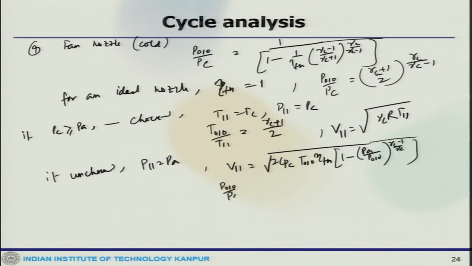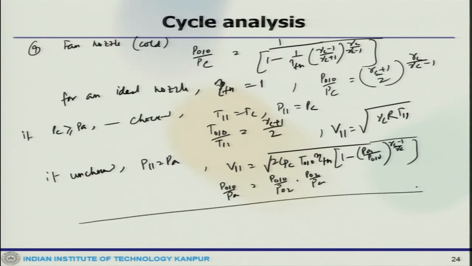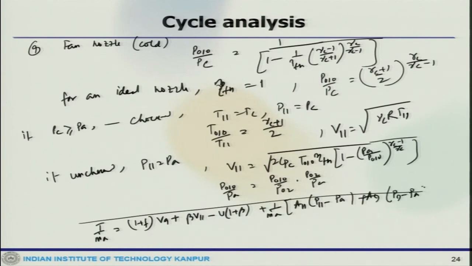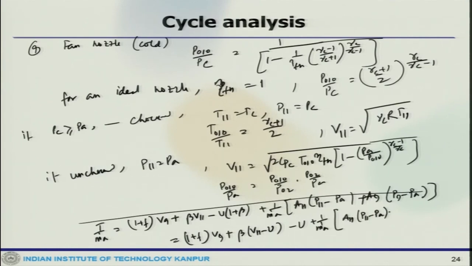and P naught 10 by P A is P naught 10 by P naught 2 times P naught 2 by P A. So, the net thrust force can now be calculated, and there would be two components of that. So, the specific thrust will have 1 plus F times V 9 plus beta V 11 minus U 1 plus beta, by 1 by m dot A, A 11 P 11 minus P A plus A 9 P 9 minus P A, which one can write as 1 plus F times V 9 plus beta V 11 minus U, plus 1 by m dot A, A 11 P 11 minus P A, A 9 P 9 minus P A. So, that is done, and the specific thrust can be calculated.